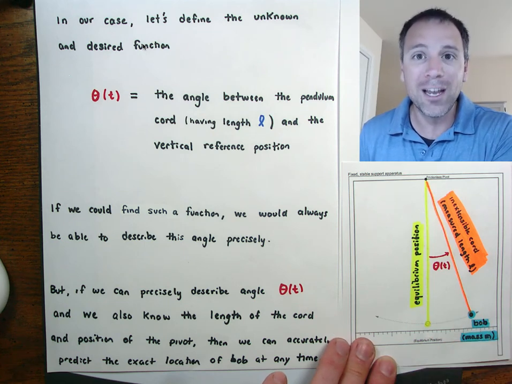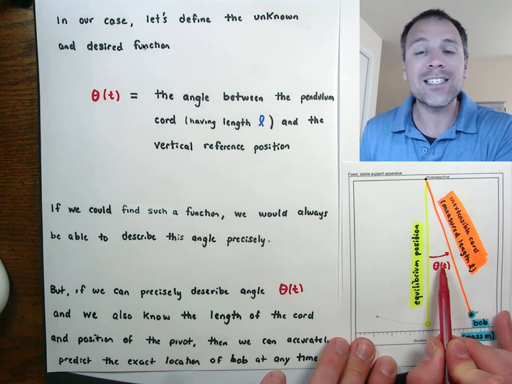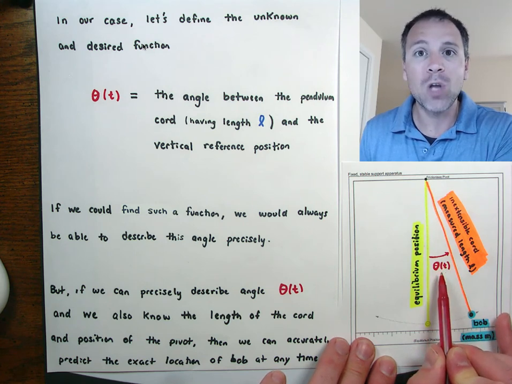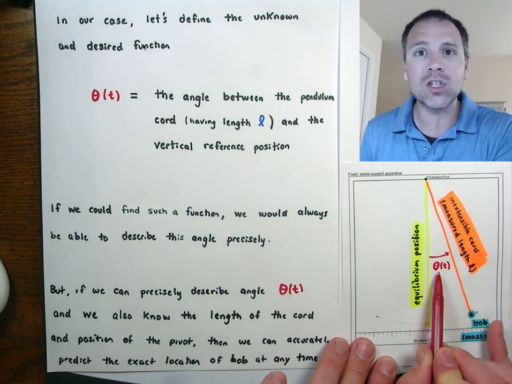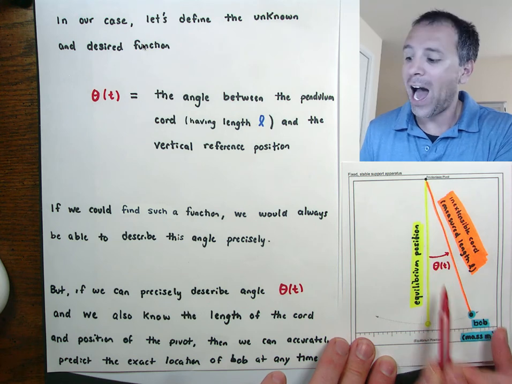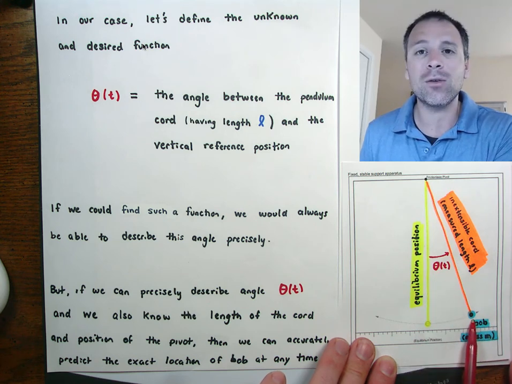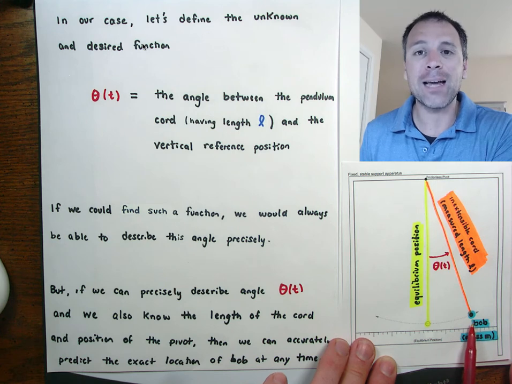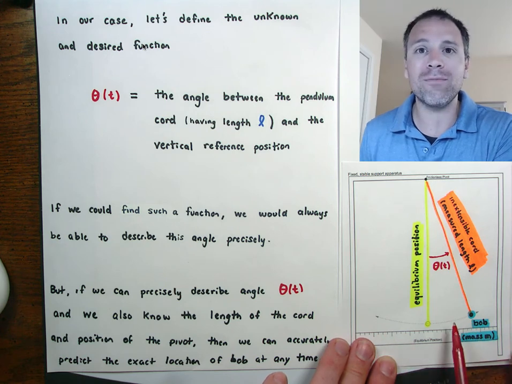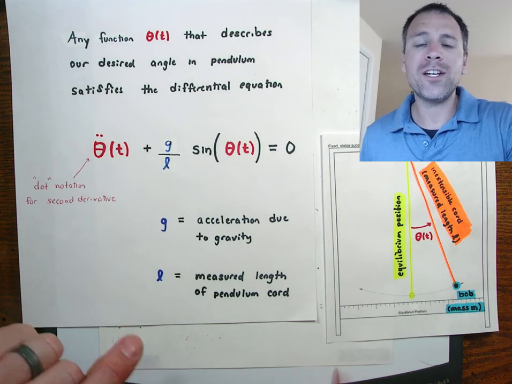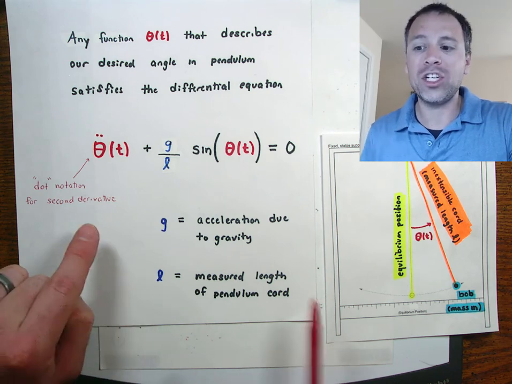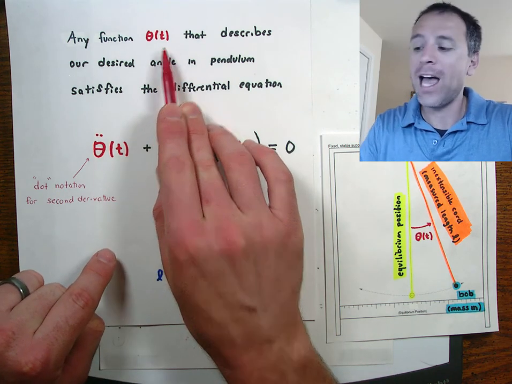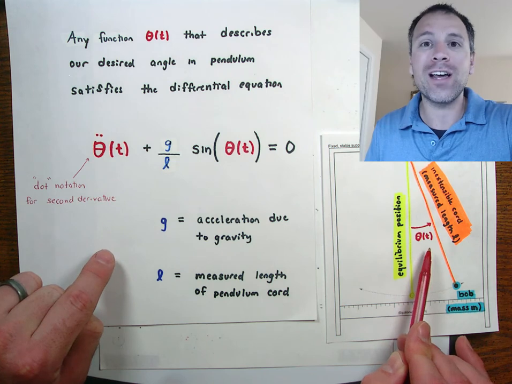We'll talk about that later, but the point of the matter is, when studying the pendulum, we're going to claim that if I can solve for this angle theta, I actually can predict the exact location of the bob at any time t during my observation of motion. With that said, the goal of this video is to derive a differential equation in terms of that function theta that describes that function completely.